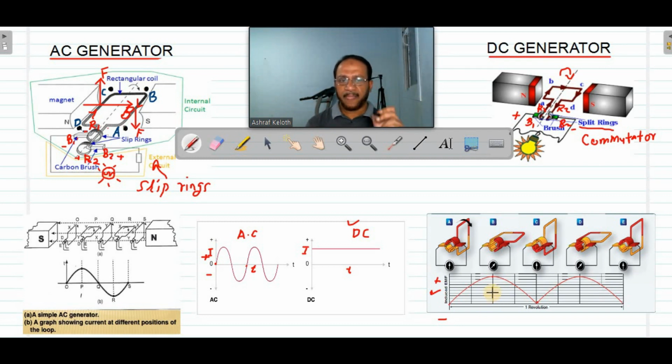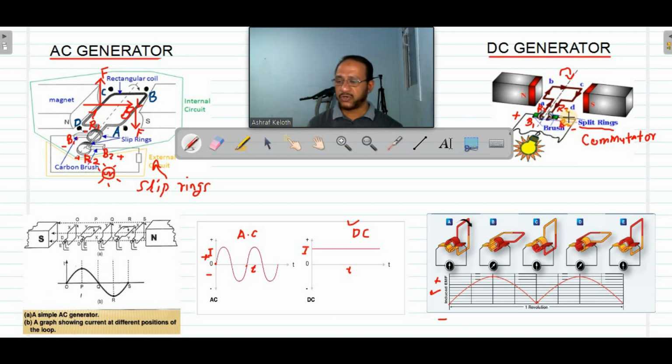So remember, the DC from a cell is a constant, steady DC, but DC from a generator is only in one direction, yet it is increasing and decreasing. From 0 to maximum, coming back to 0, again increasing to maximum. Such a DC is called pulsating DC, produced from a DC generator. Got it? Yes, sir. There are more points to discuss about AC and DC that I will explain to you in the next class.